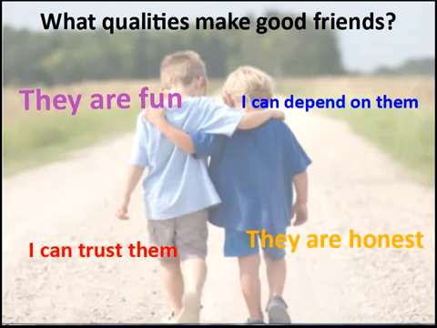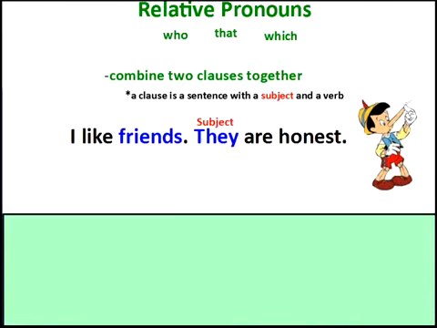So let's use these ideas to look at our grammar today. Now, our grammar today is about relative pronouns. We have three main relative pronouns that we're going to look at today, which are who, that, and which. We use these relative pronouns to combine two clauses together. Now, what's a clause? Well, a clause is a sentence with a subject and a verb. So basically, it's a sentence, right? It's a sentence.